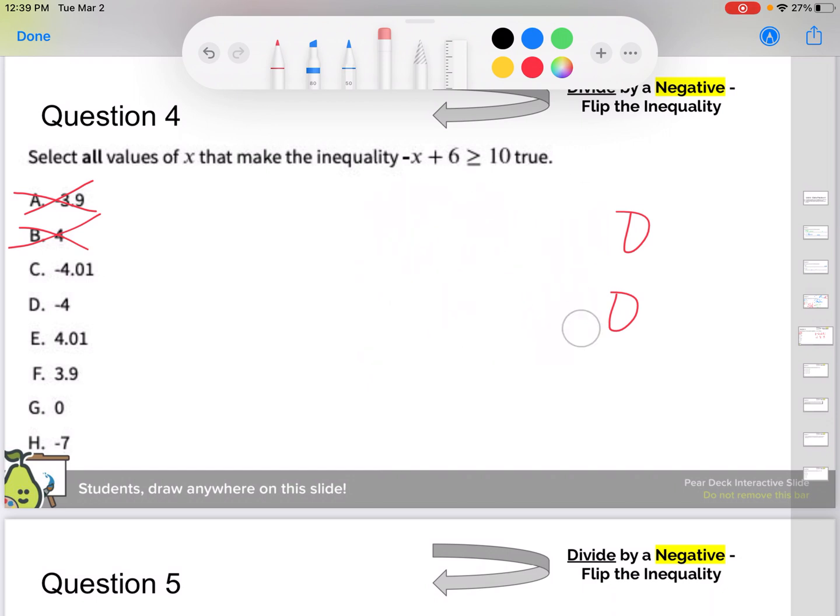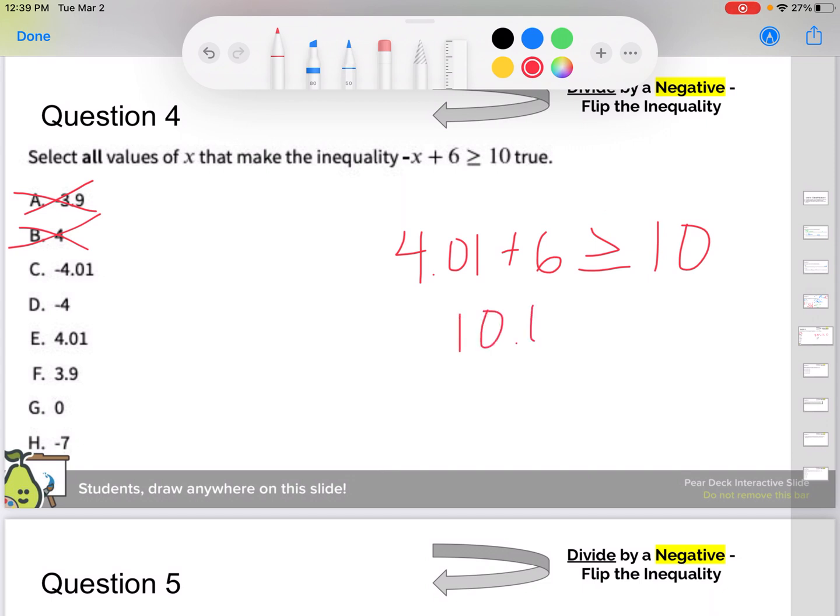All right. C, we have a negative times a negative, so that's going to make a positive. 4.01 plus 6 is greater than or equal to 10. Well, that's going to be 10.01, and that is greater than. Okay.